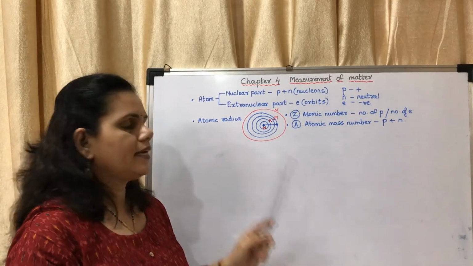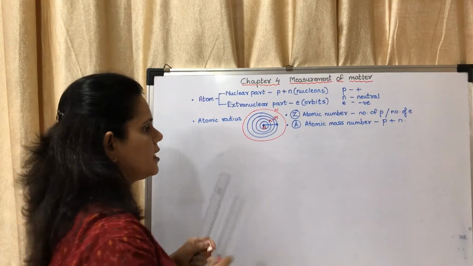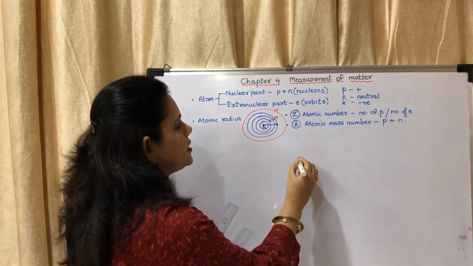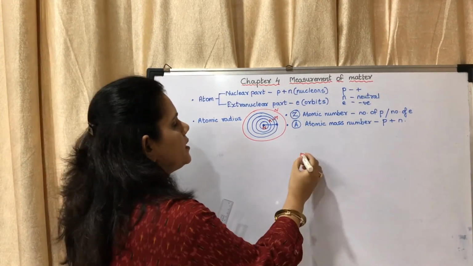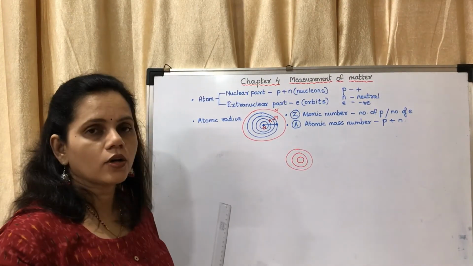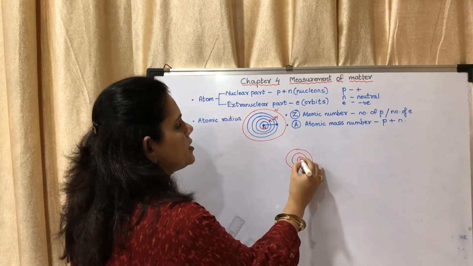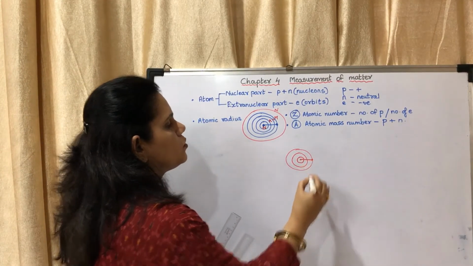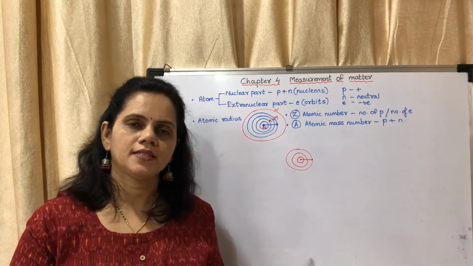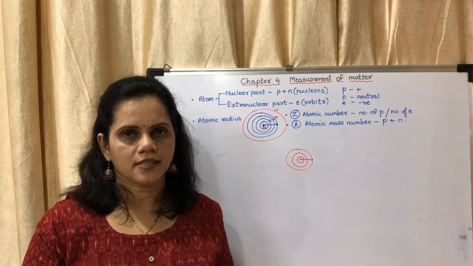Now atomic radius, what do you mean by atomic radius? So whatever the shell is, if this is the nucleus, this is the first shell and this is the second shell. If the atom contains only two shells, then the distance from the center to the outermost shell is called the atomic radius, okay?